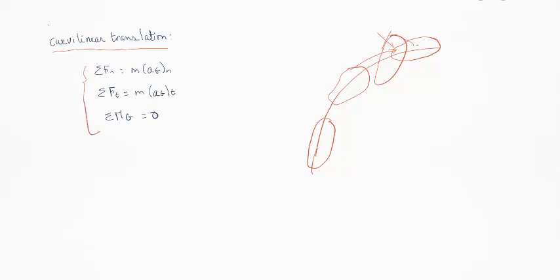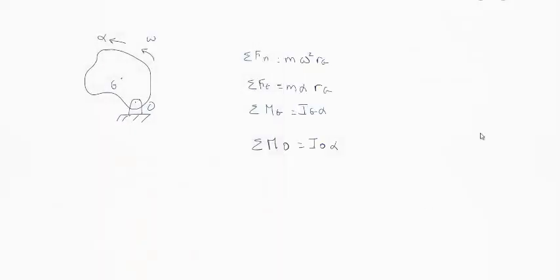Now we have normal and tangential. So the sum of the forces in the normal direction equals m ag n. The sum of the forces in the tangent direction equals m ag t. And the sum of the moment about G equals 0, since it's not rotating about its center of gravity. Now these are very simple equations, so I'm going over them a bit quickly.